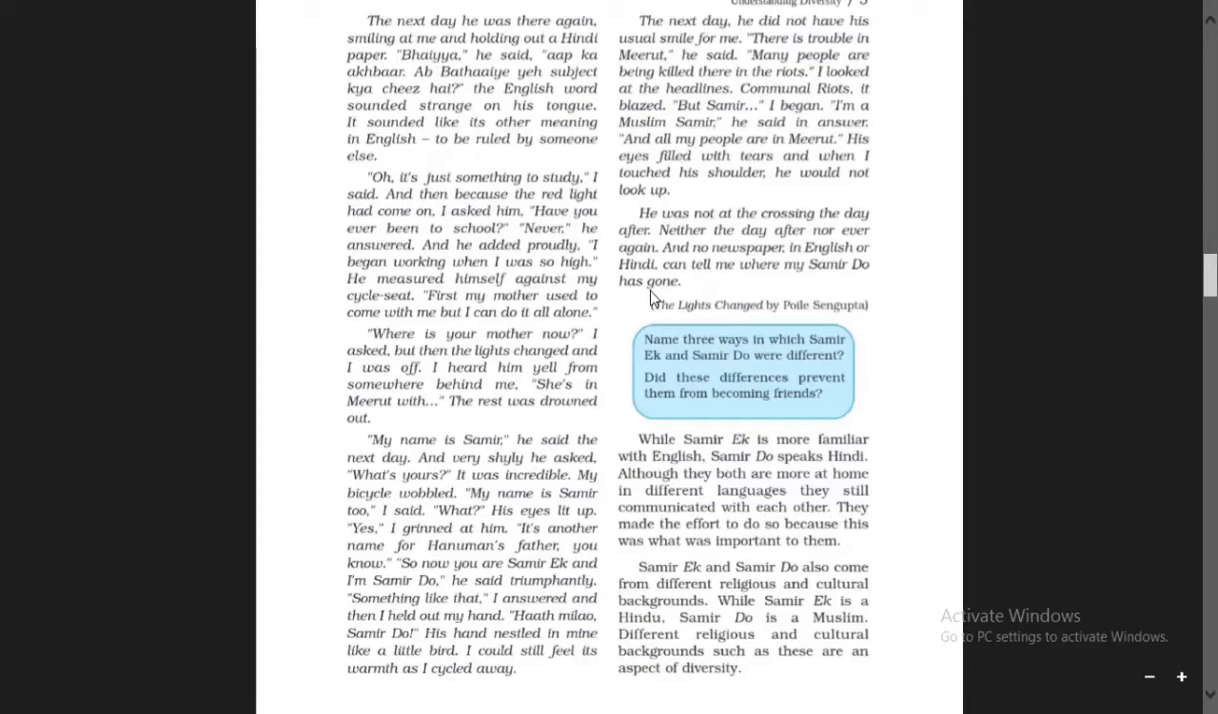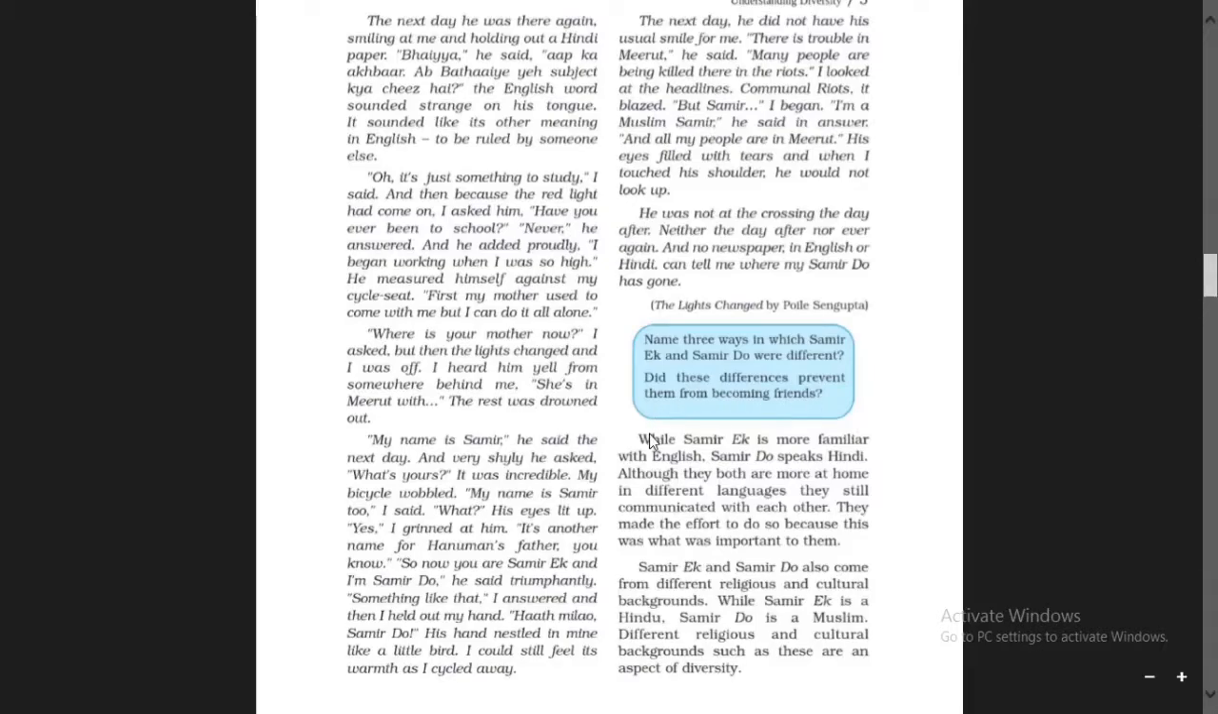So see, here was again one question asked. I think I have given you this answer also when we supplied different chapters' question answers. Name three ways in which Shamir Ek and Shamir Do were different. In case I have not given it, you can find out the differences and write. Did these differences prevent them from becoming friends? Of course not. One is literate, another is illiterate, one is Muslim, another is Hindu, like that you can write it.